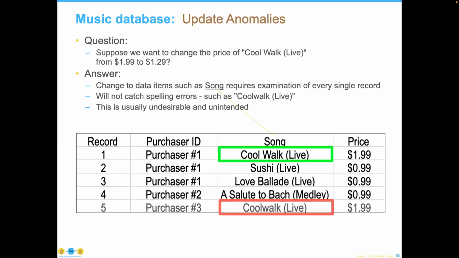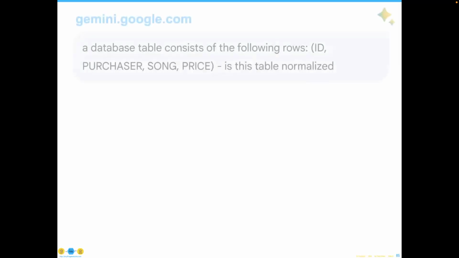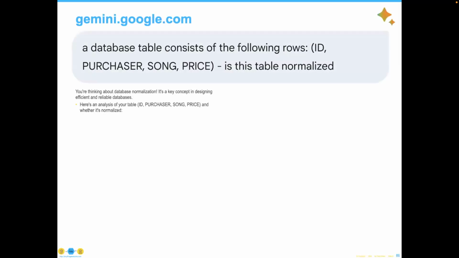Again, it could be really problematic if somebody key punched it incorrectly. And we have seen people have problems with that. So I'm going to take that database that I just showed you, and I'm going to tell Gemini that the database consists of the following rows: ID, purchaser, song, and price. Is this table normalized is the question.